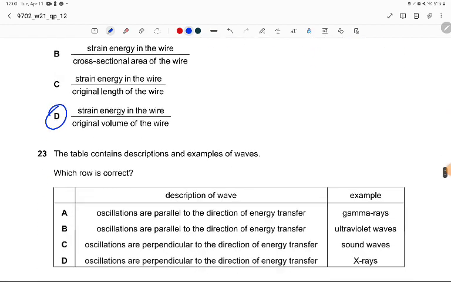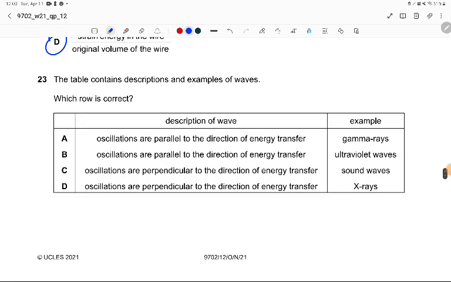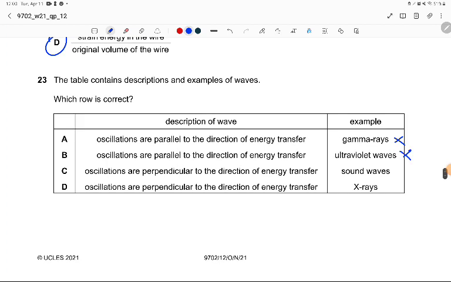The table contains descriptions and examples of waves. Which row is correct? Oscillations parallel to the direction of energy transfer for gamma rays, that is wrong. Oscillations parallel to the direction for the ultraviolet, that is also wrong. Oscillations perpendicular to the direction of energy transfer, that is wrong. Oscillations perpendicular to the direction of energy travel is correct for X-rays, because X-rays are a transverse wave.